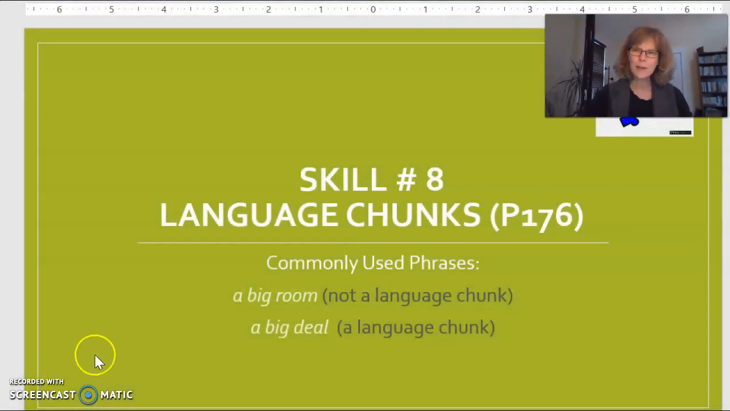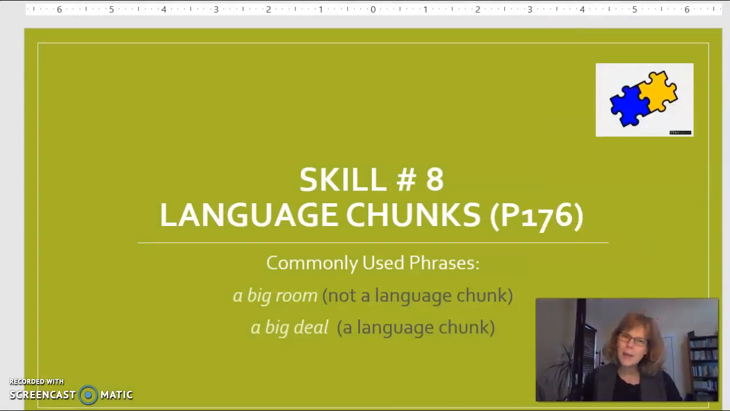And I want to look at some of the exercises that they give you just to get a little practice before you do the assignment that I have for you here in Module 8, looking at Skill 8. So let's take a look. I'm on page 176 in your book, and I'll bring up a few examples here as we look at this slide. So when we're talking about language chunks, what are we talking about?